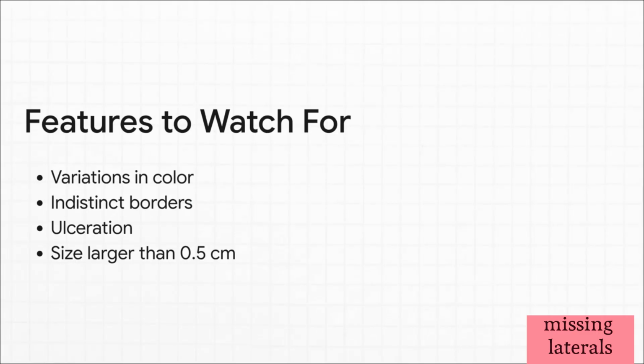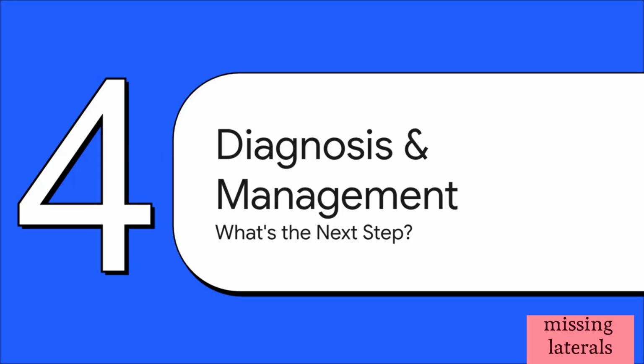All right, so these are the red flags. Think of this as your checklist of things that should make you say, okay, time to get this looked at. If you see a spot with different shades of color, if the borders look kind of blurry or uneven, if the surface seems to be changing, or if it's bigger than that half centimeter mark, those are all signs to see a professional. So what do you do if you find a spot like this? What are the actual steps you should take? Let's walk through the proper way to get a diagnosis and how it's managed.